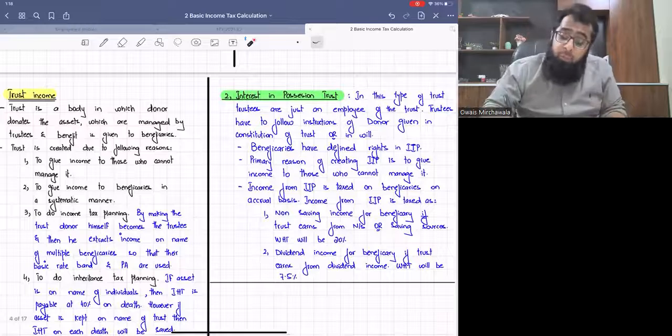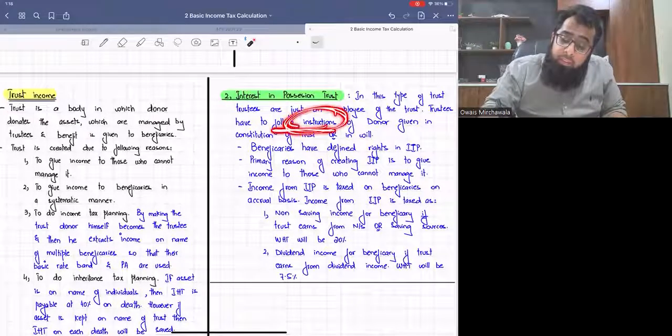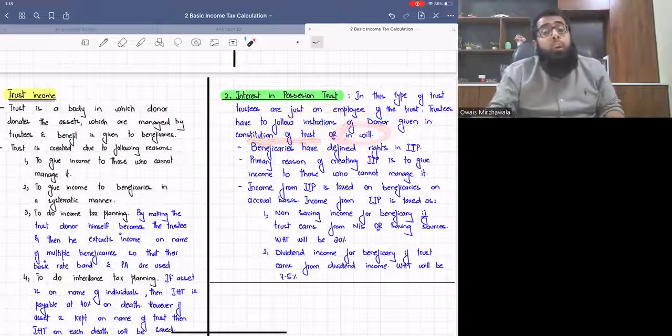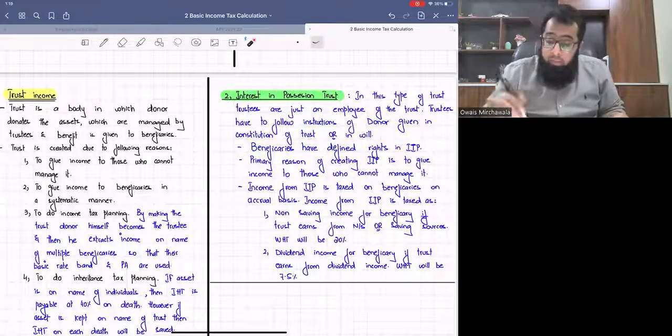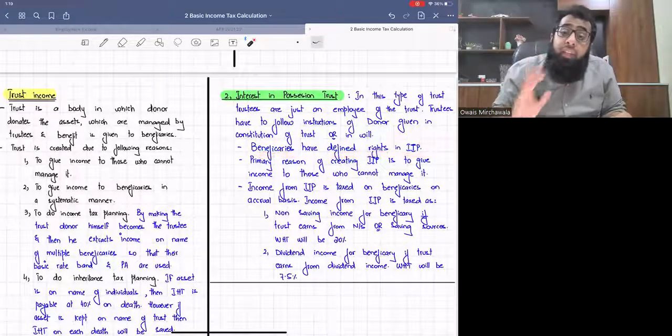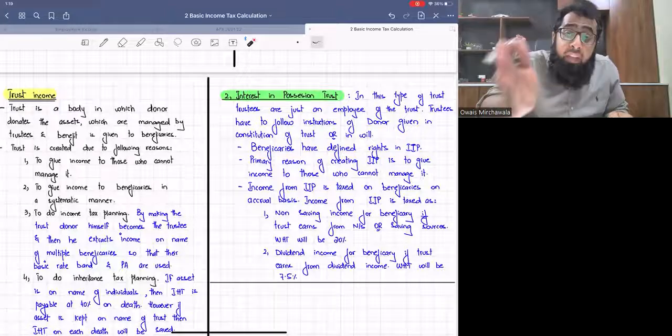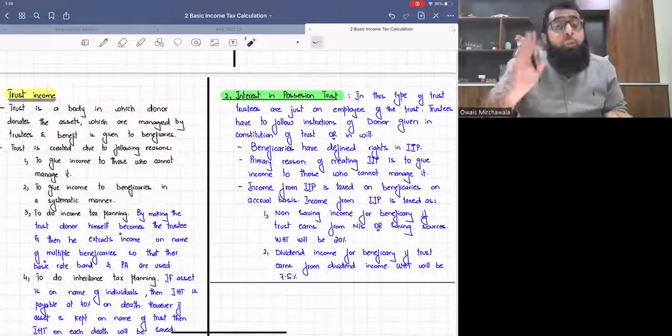The trustees have to follow the instructions of the donor given in the constitution of the trust or in the will of the donor. Beneficiaries have defined rights. The donor defines their rights which have to be followed.